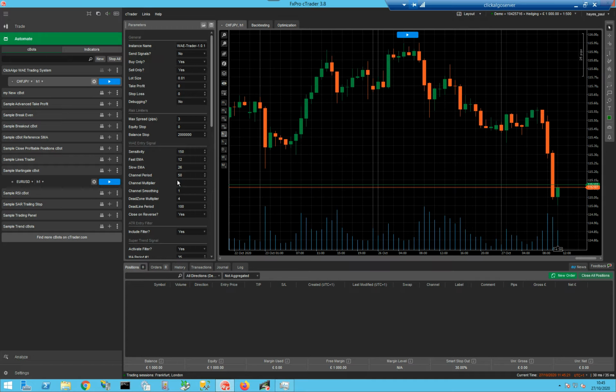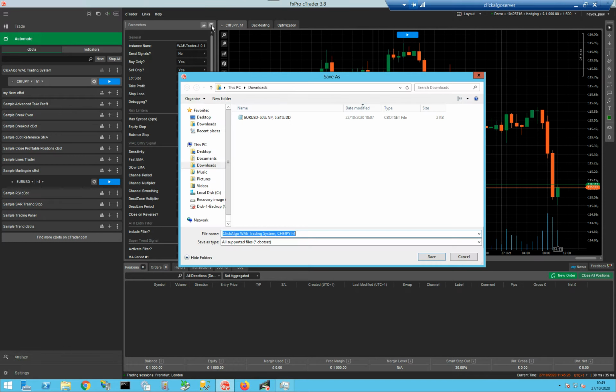But if you did find your perfect parameters for your backtest and you wanted to save them, you just click on the little save icon there, and you can save it into any folder you want here. I can just click save.